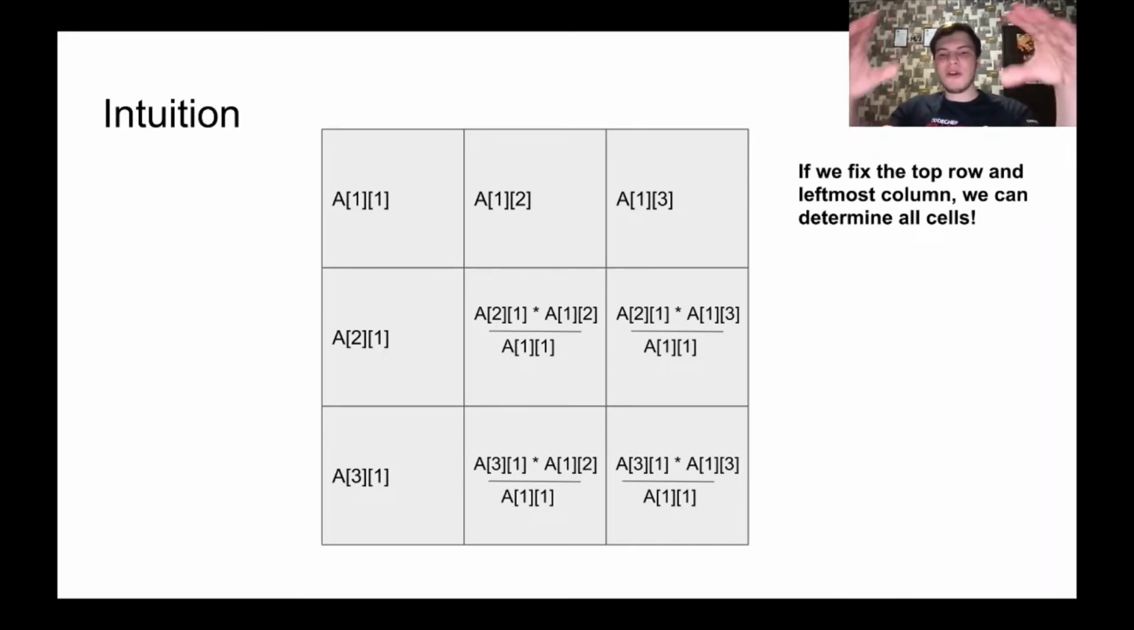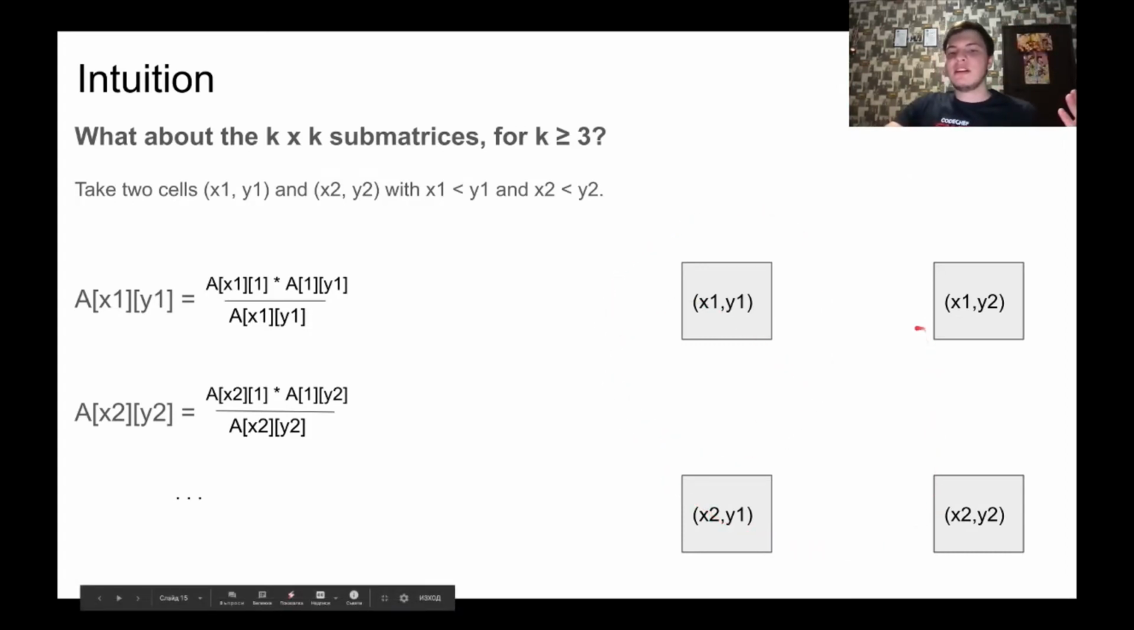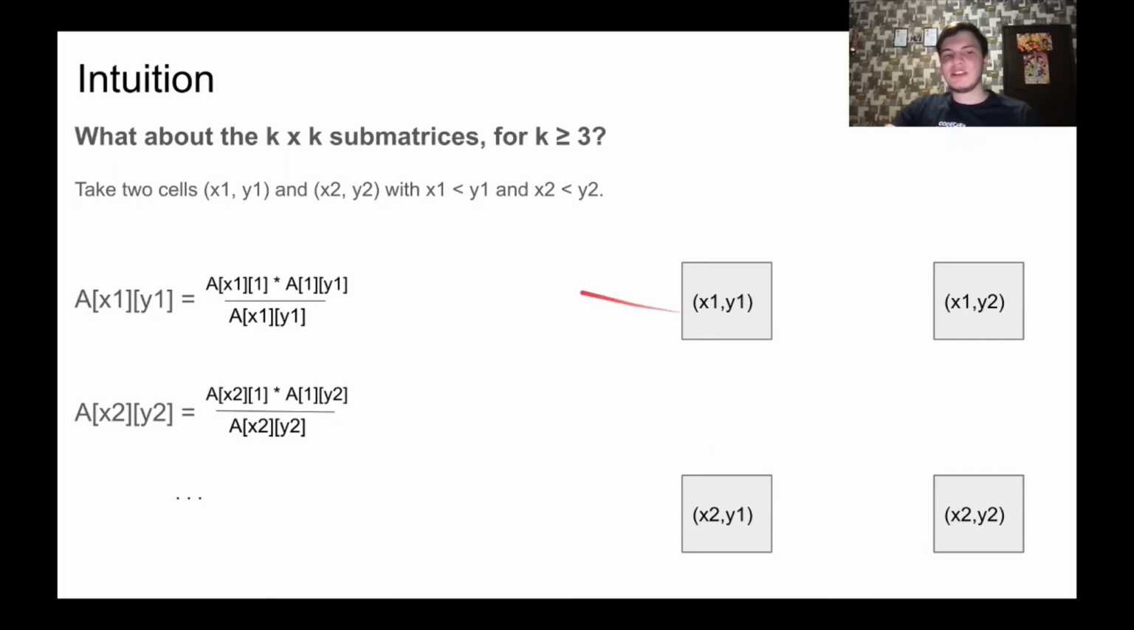So if we have fixed the topmost row and the leftmost column, we already have a form for every cell. So let's consider 2 rows and 2 columns, and consider the 4 cells that are formed by them. So we basically just pick 2 cells, which are x1, y1 and x2, y2. So it's like those 2 cells. And let's consider the rectangle that's formed by those 4 cells.